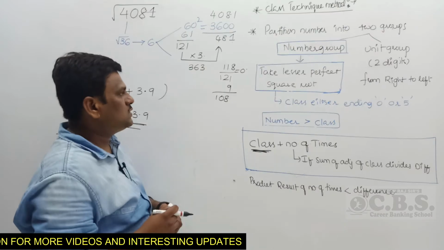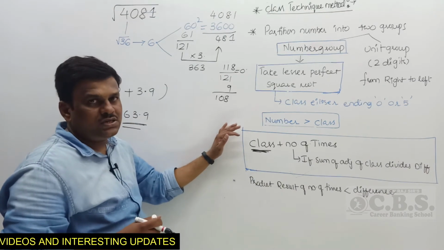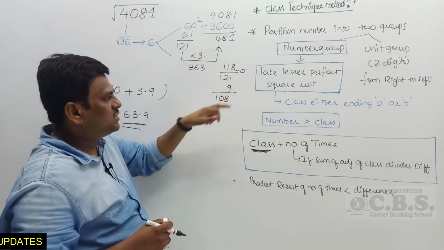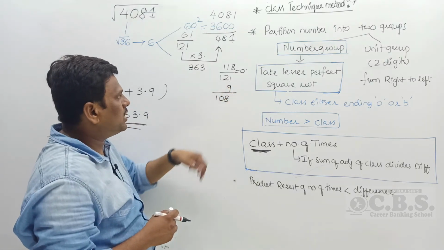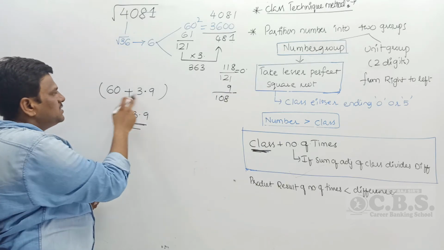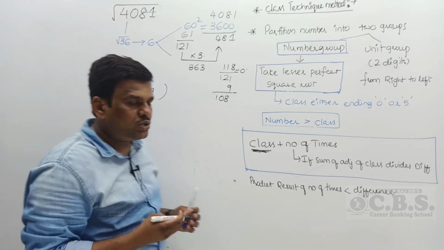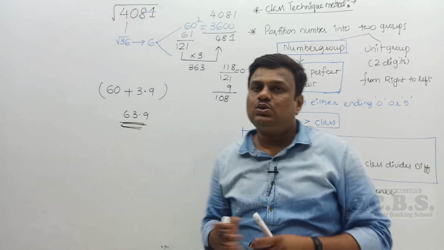Okay, this is the process for answering a 4-digit non-perfect square root. 118 divided by 121, approximately how many times? It is 9 times. 121 9s are how much? 108. So your answer is how much? 60 plus 3.9, very accurately 63.9. Okay, so this is a method to find a non-perfect square root. Let us go for another example.